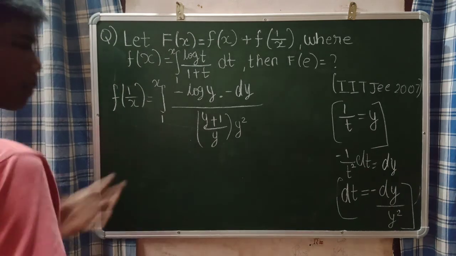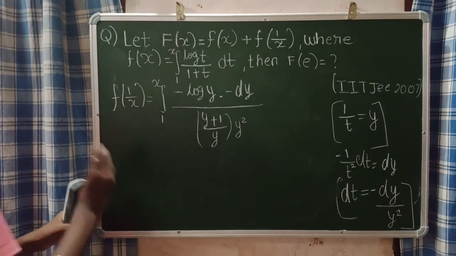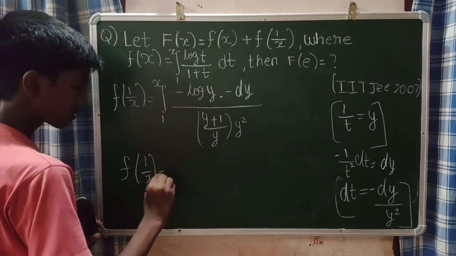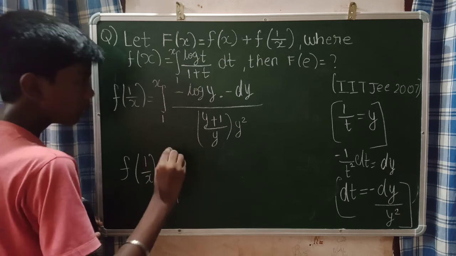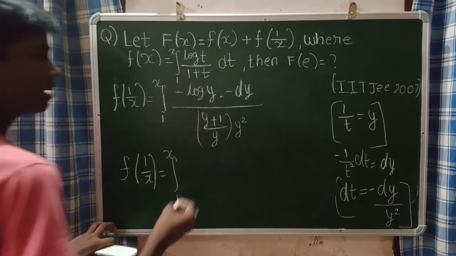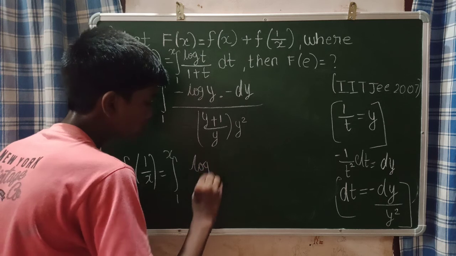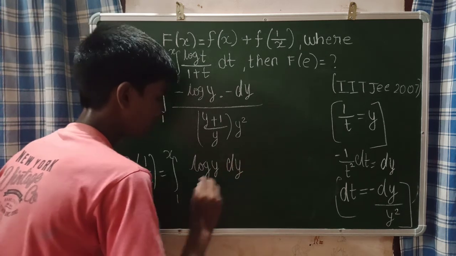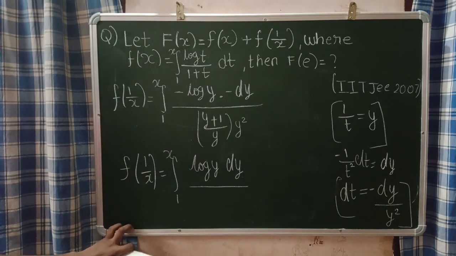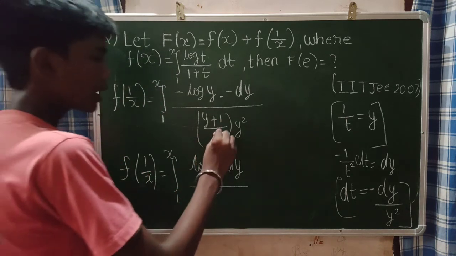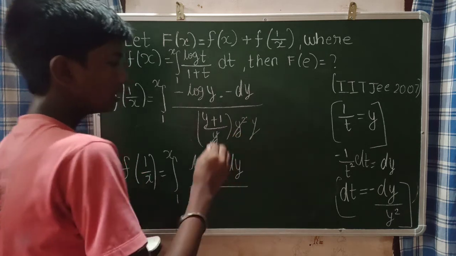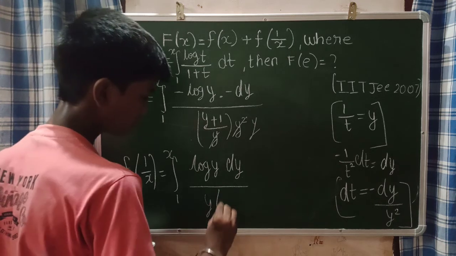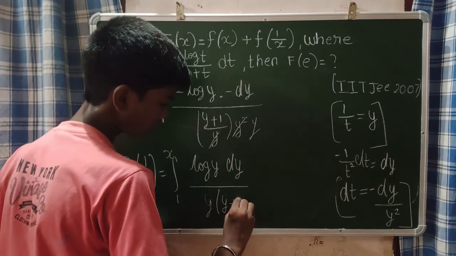Now after this it's going to be very simple. So I can write this same integral, that is f of 1 by x, as the integral from 1 to x of minus of log y into minus of dy, which will be log y dy, because minus into minus is plus. Then divided by y plus 1 divided by y into y square. This y and this 1 y will get cancelled, so you will get y into y plus 1, correct now?